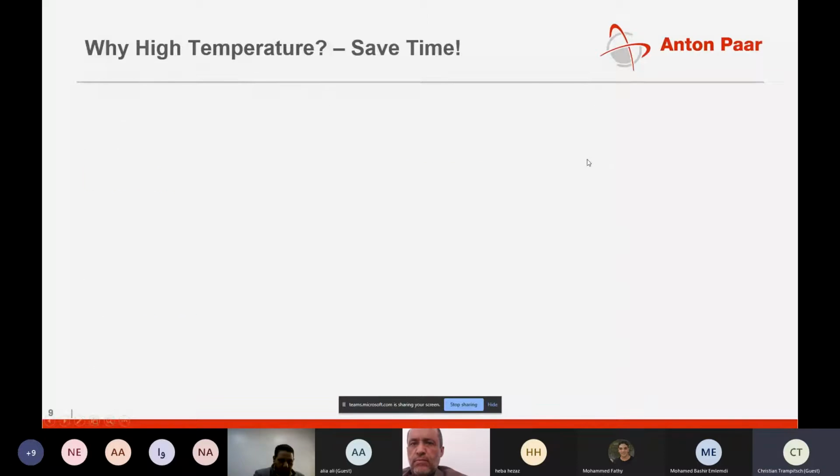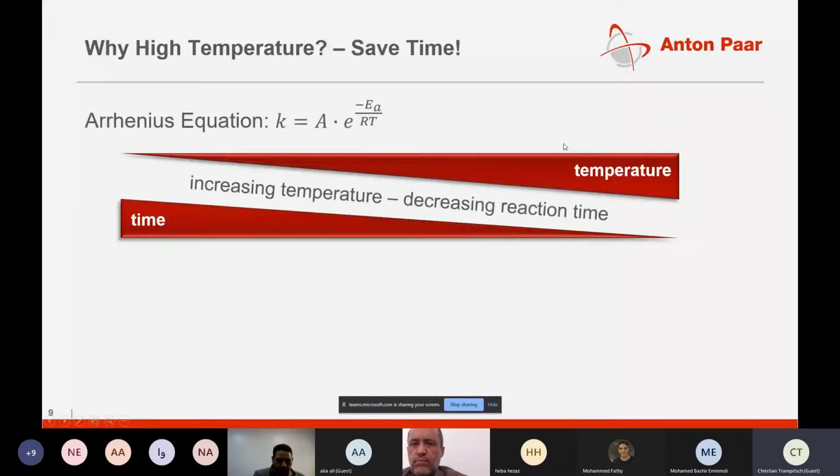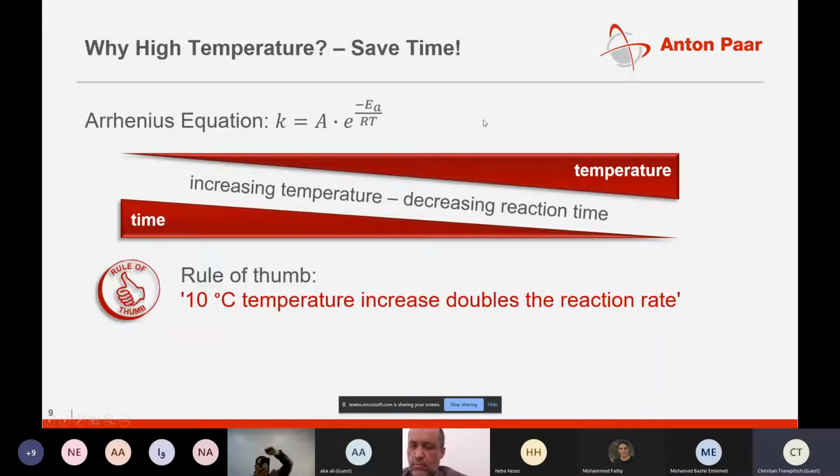Let's have a look at the time savings of temperature. I don't know, most likely you have heard about the Arrhenius equation. No worries, I will not go into much detail of this equation, but what it clearly says is that if we only increase the temperature by 10 degrees, we will double the reaction rate. So that means increasing the temperature will result in an enormous time saving.